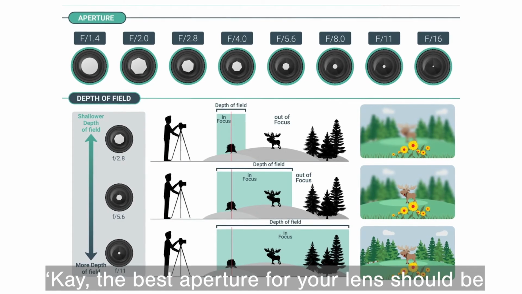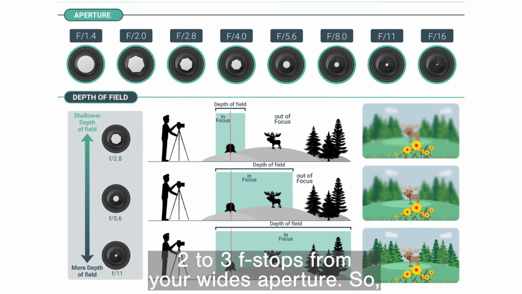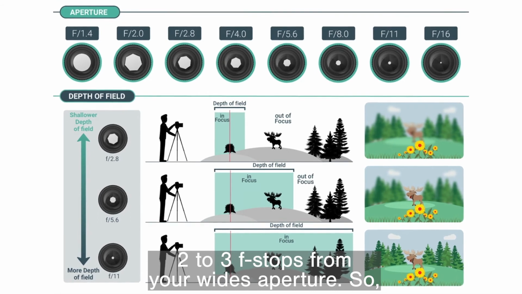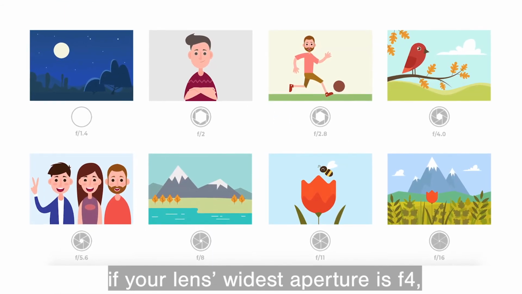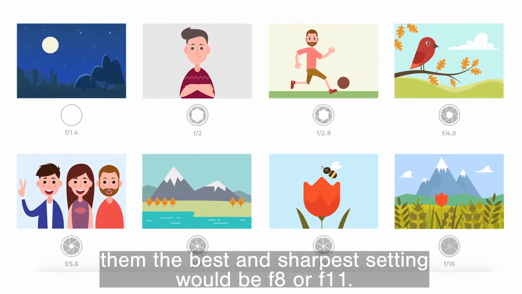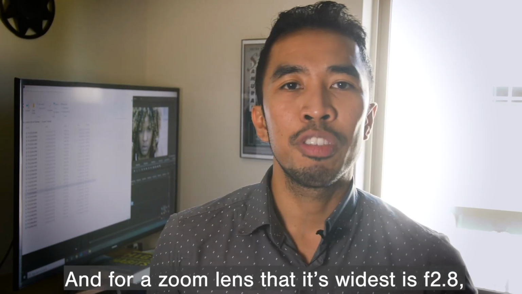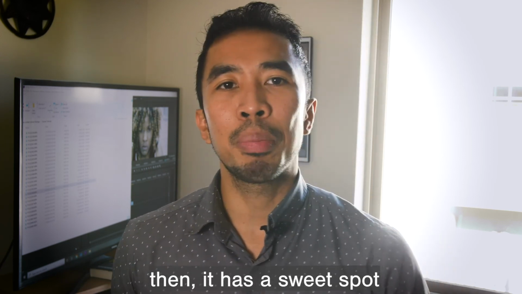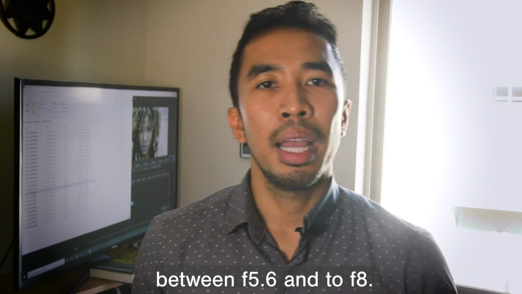Okay, the best aperture for your lens should be 2 to 3 f-stops from the widest aperture. So if your lens's widest aperture is f4, then the best, sharpest setting would be f8 or f11. And for a zoom lens whose widest is f2.8, then it has a sweet spot between f5.6 and f8.